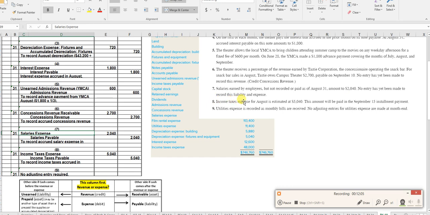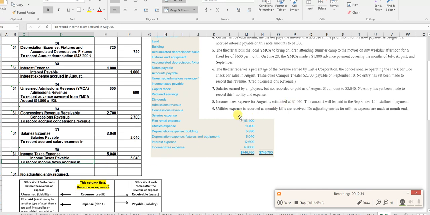Number 8, income tax expense for August is estimated to be $5,040. The amount will be paid in the September 15th installment payment. So income tax, is that a revenue or expense? It's an expense. And I ask myself, have I already paid it or not yet paid it? I won't pay it until September 15th, so it's a payable. So debit income tax expense, credit income tax payable. Next I see if I have to compute the amount. That's $5,040. It's given to me.